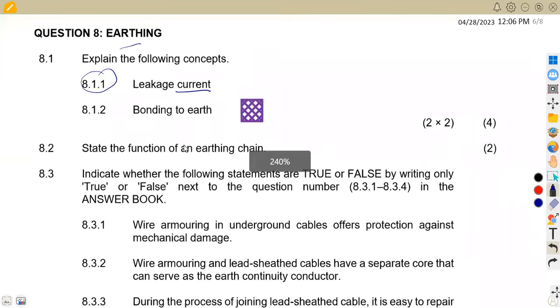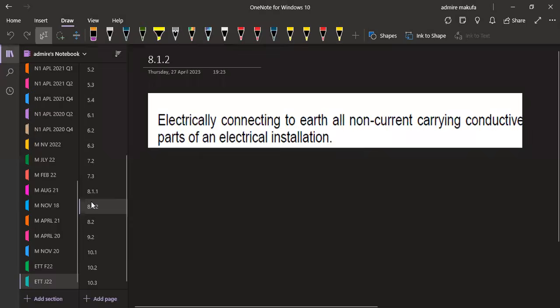Then bonding to earth, 8.2.1. For bonding to earth, the definition is electrically connecting to earth all non-current carrying conductive parts of an electrical installation. All right, so this is what we have.